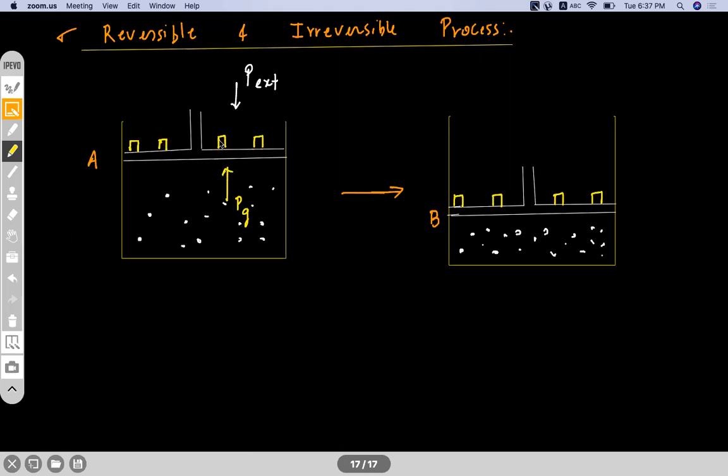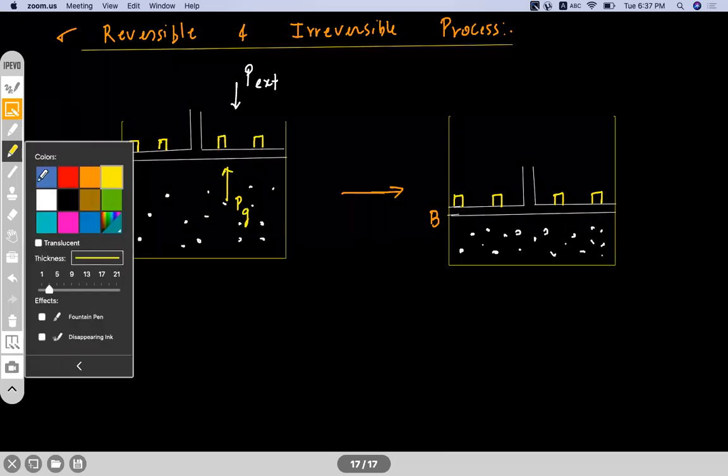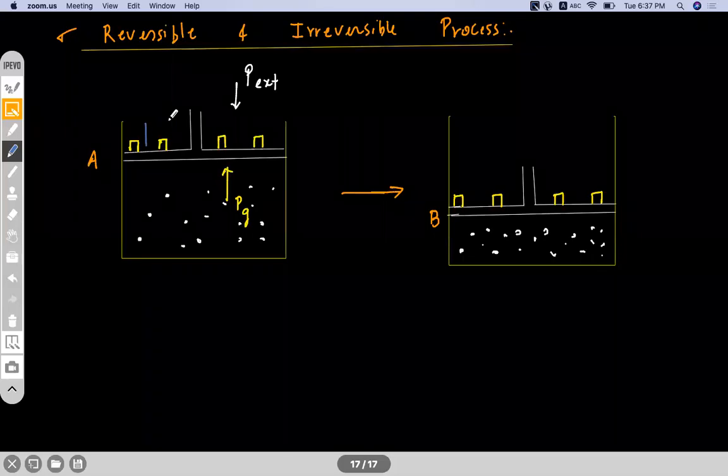Suppose this is 1 kg, 1 kg, 1 kg, 1 kg, 4 kg you have put on it in 4 steps. Another way is you just take a 4 kg block and place it on the piston like this. In this case, this piston all of a sudden comes down and attains this equilibrium state. This is the state we have. So these are the two different ways by which we can achieve state B from state A.